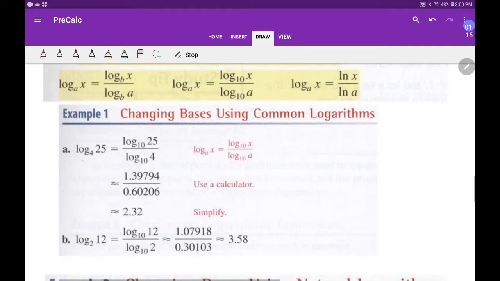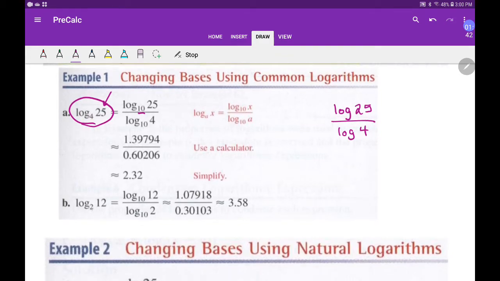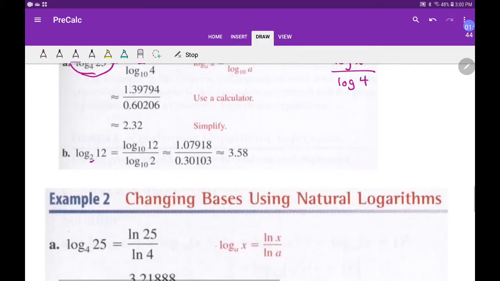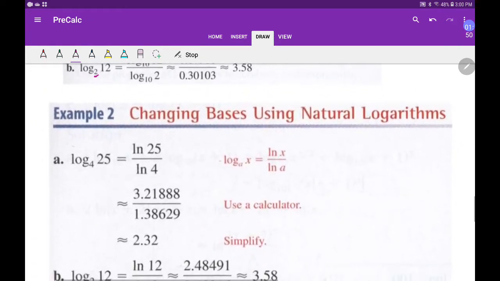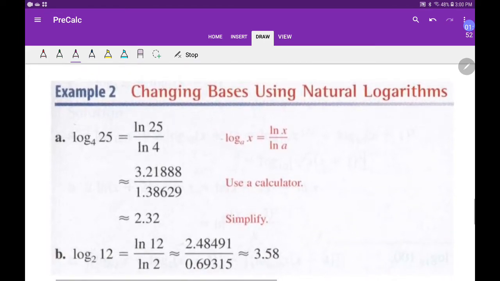And here you see my calculator doesn't like the idea of log base 4, but it likes log base 10. In fact, it assumes it. If I say log, I don't have to write the 10 here, I assume it's 10. So I just say log 25, that's what I was supposed to get, over the log of the old base, which is 4, and it spits out the answer. Same thing if it's log base 2, I don't care.